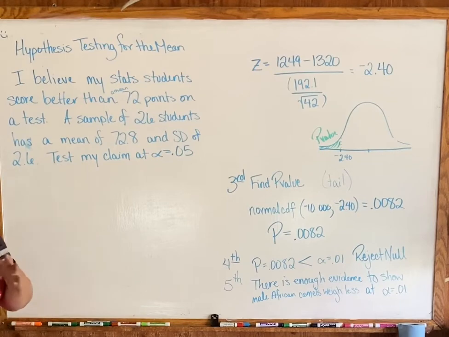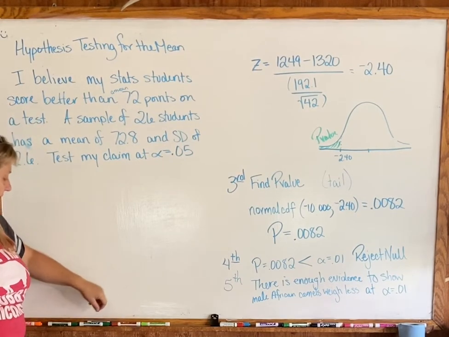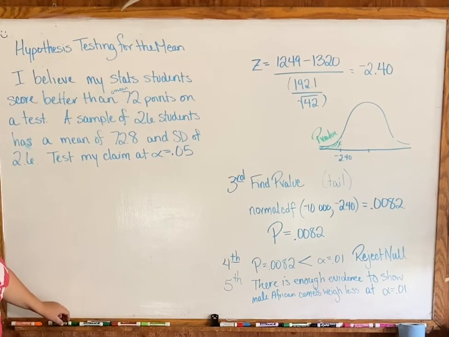A little bit different setup in the way that this one is written to start us off. In this one, I go right into my claim or my belief. I believe my stat students score better than a mean 72 points on a test. So no blanket statement to start with, but it's kind of built into that first sentence.